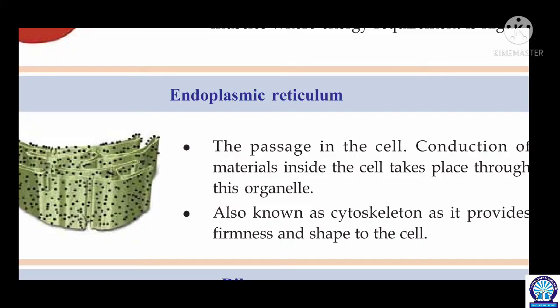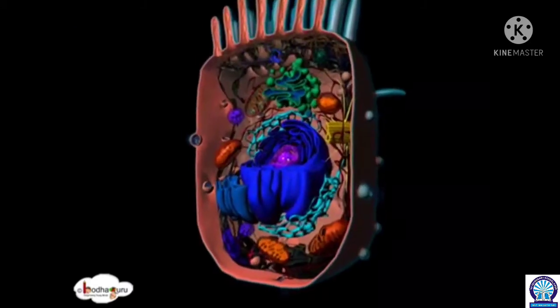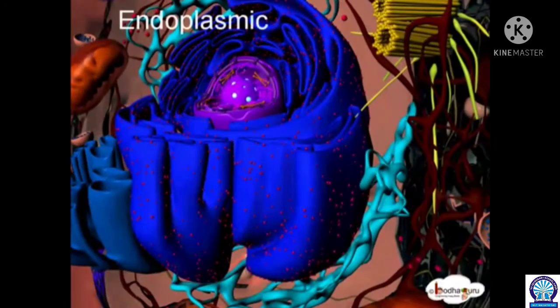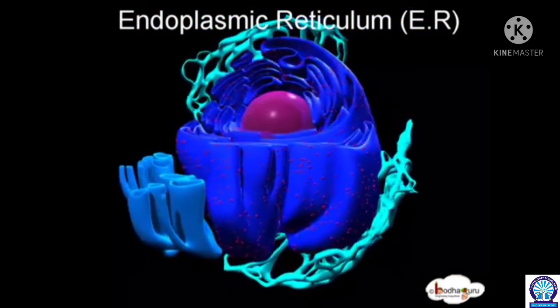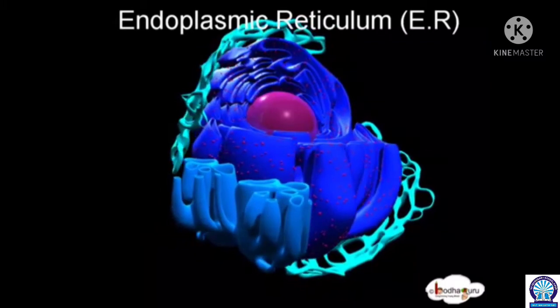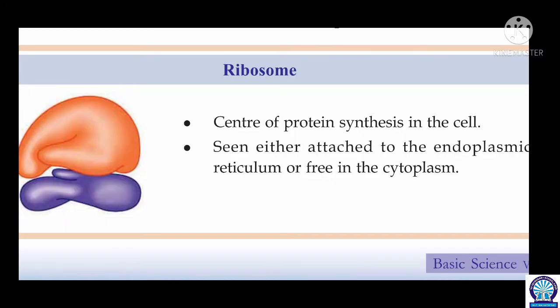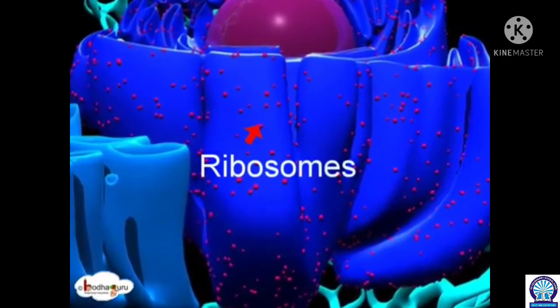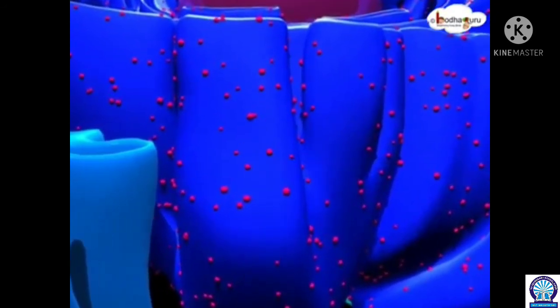The second one is endoplasmic reticulum. It is also known as cytoskeleton as it provides firmness and shape to the cell. And it is a passage in the cell, that is, conduction of material inside the cell takes place through these organelles. The third one is ribosome. It is the center of protein synthesis in the cell, seen either attached to endoplasmic reticulum or free in the cytoplasm.